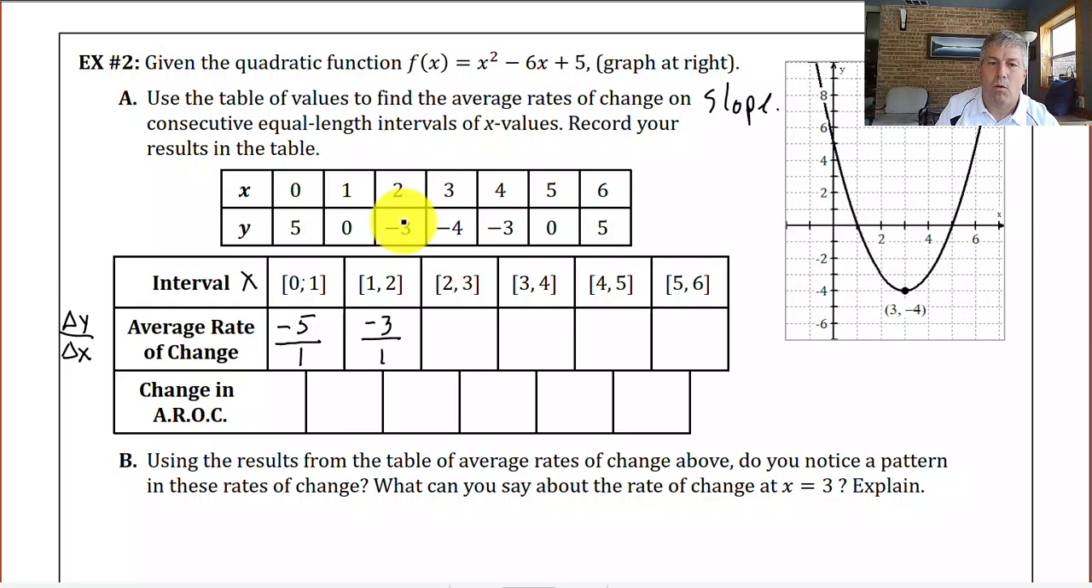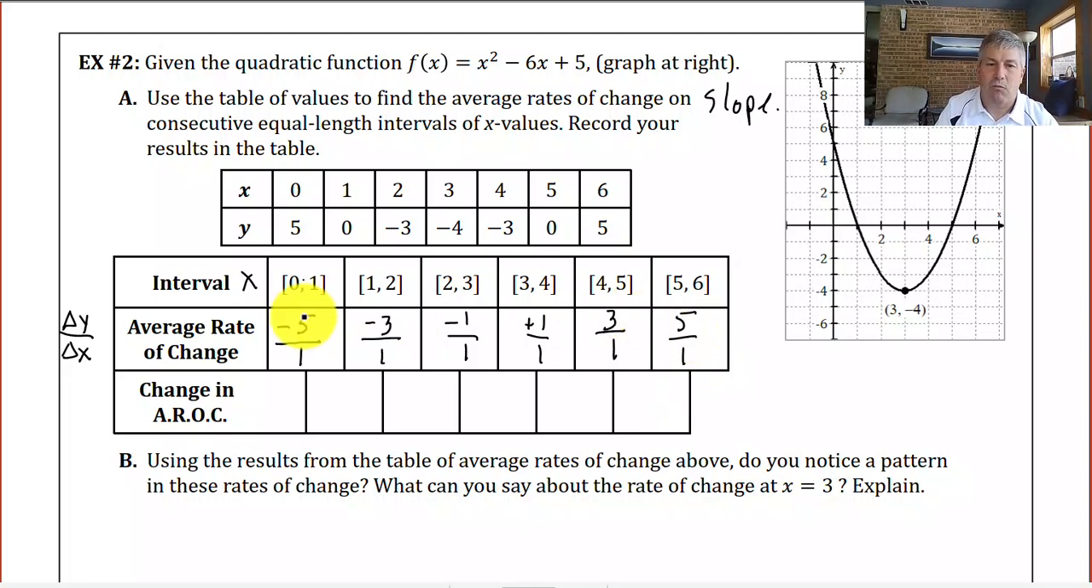And negative 4 minus negative 3, I'm looking at the interval from 2 to 3. Negative 4 minus negative 3 is negative 1 over 1. And then from 3 to 4, we'll do negative 3 minus negative 4. That's going to be positive 1 over 1. And 4 to 5 is 3 over 1. And 5 to 6 is 5 over 1.